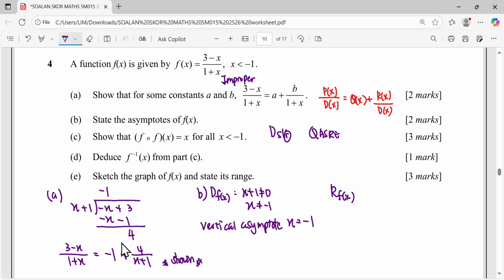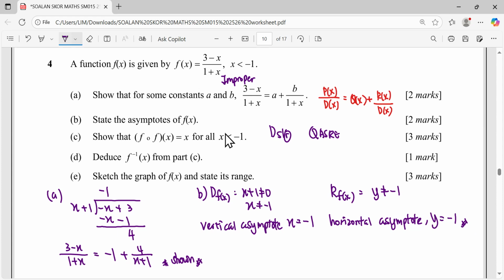How to look at the rational part? We cover the fraction part, and we can see negative 1. So for the range, y is not equal to negative 1. That value will become your horizontal asymptote, which is y equals negative 1. So just 2 marks: read out from the domain and range.